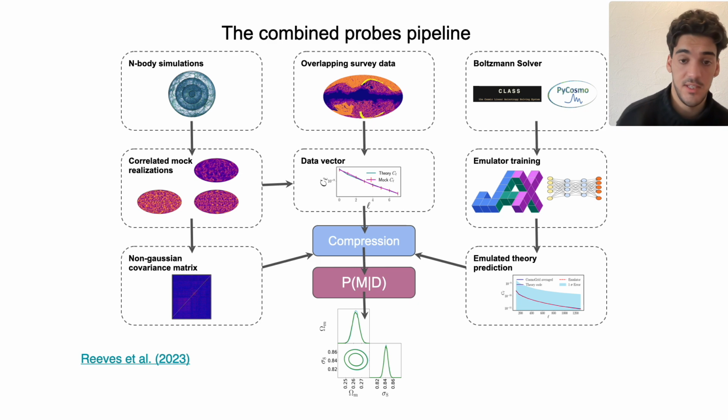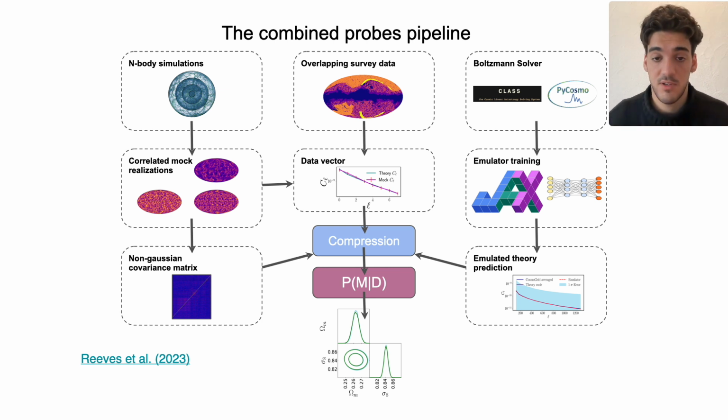And we turn these into correlated mock realizations of each of the different probes in our pipeline. So here we add realistic survey noise, we add the survey masks. And from these correlated mock realizations, we can create our covariance matrix, which we end up using in our likelihood.